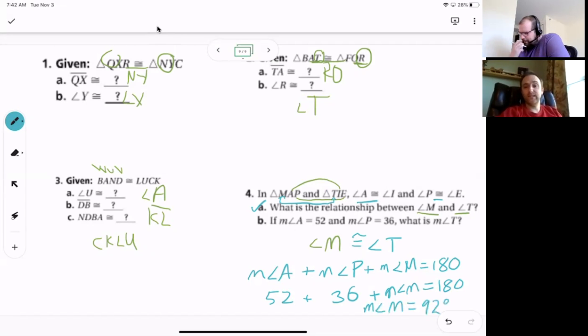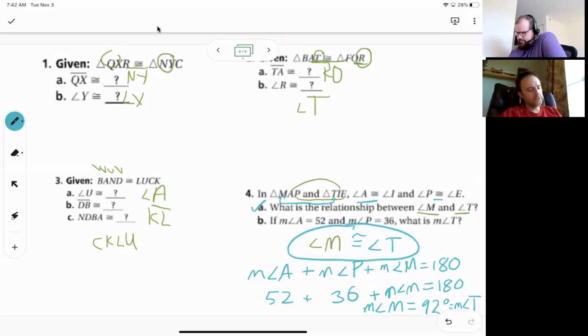That's fascinating that we did it slightly different ways. Oh, because you added them and then subtracted? Yeah. I also know that 180 minus 36 is 144. That's one of the facts that's in my head. So I subtracted those, got 92, and then based on my original statement that angle M is congruent to angle T, that must mean that the measure of angle T is the same as the measure of angle M, which is 92.